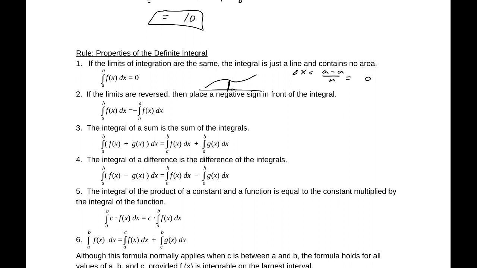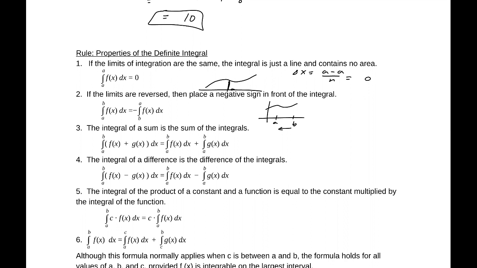All right, the next is if we change the limits of integration. If we go from b to a versus a to b, we are going to have a negative sign in front of our integral. All right, these next several have a whole lot to do with limits.